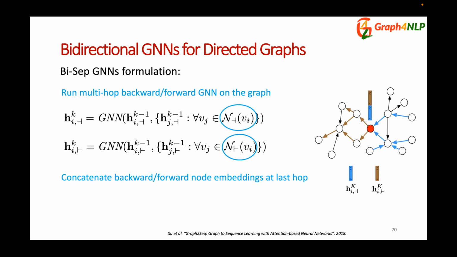We can stack many such GNN layers, and at the last hop of the GNN, we can concatenate the final backward node embeddings and the final forward node embeddings to get our final node embeddings, which captures the edges from two directions.